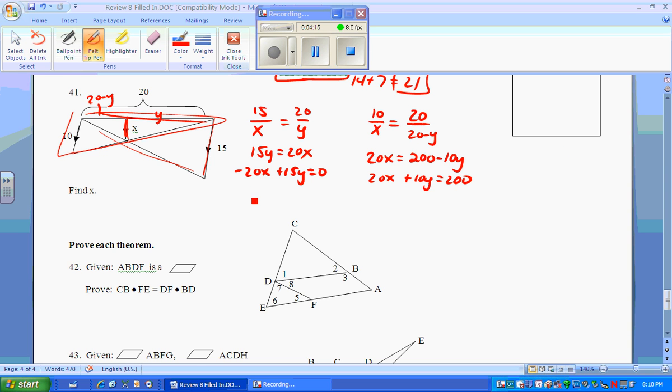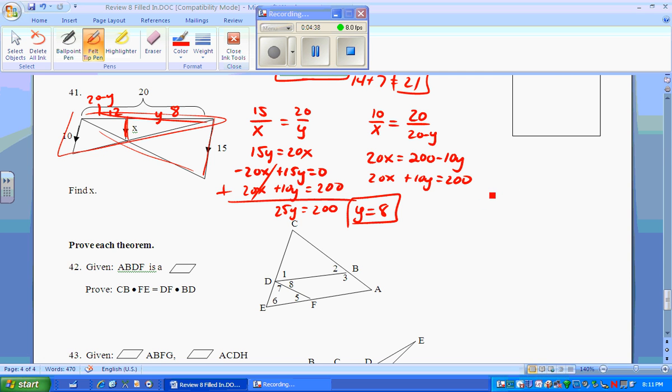So we'll put the 20x underneath here plus 10y equaling 200. Luckily those cancel out already. 25y equals 200. Y ends up equaling 8. So this piece, like I said, was 8. You can figure out that this piece is then 12 here.